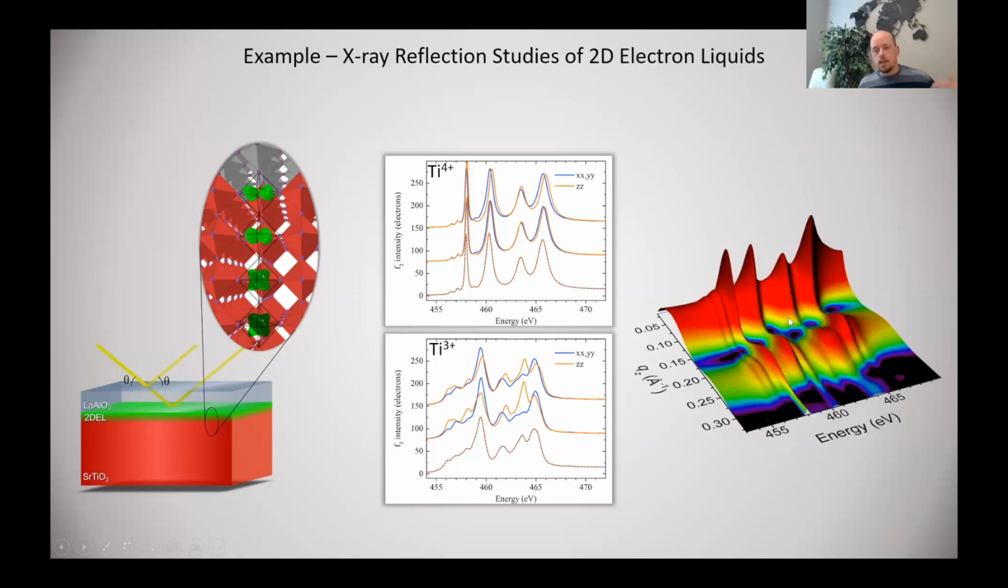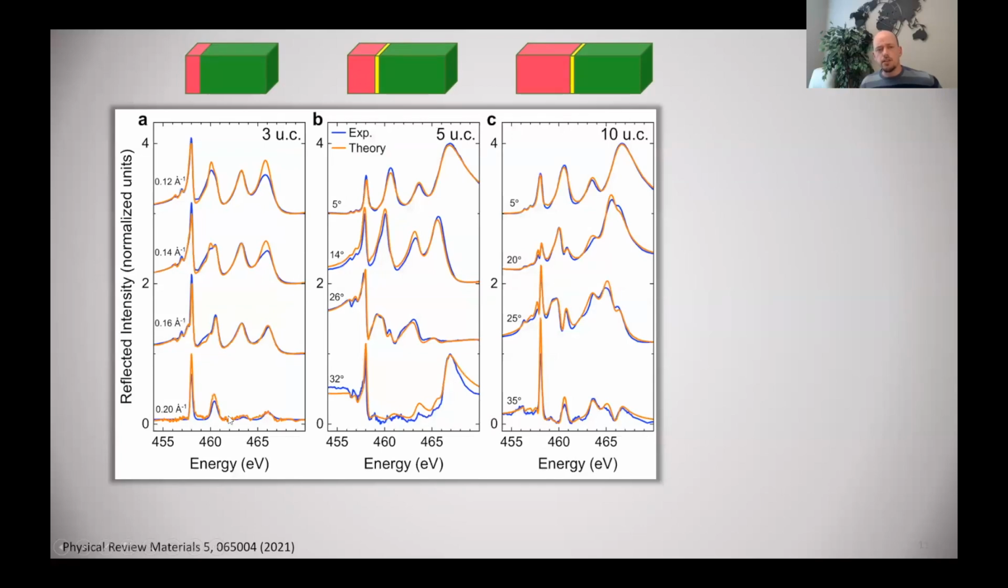This is really taking advantage of the concept of reflection to enhance our sensitivity to this material. So we went and did this experiment, and we studied 3 different samples. Here I'm showing in pink the film on top, and in green the substrate. And in cases where we expect an electron liquid, I have this yellow layer in between them.